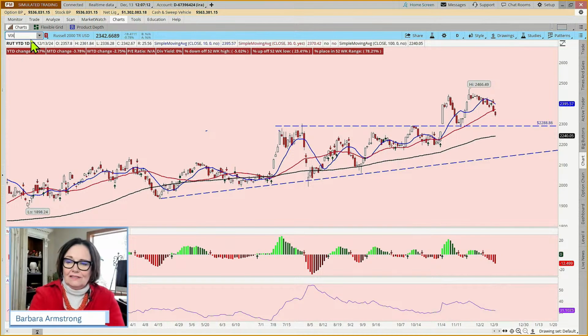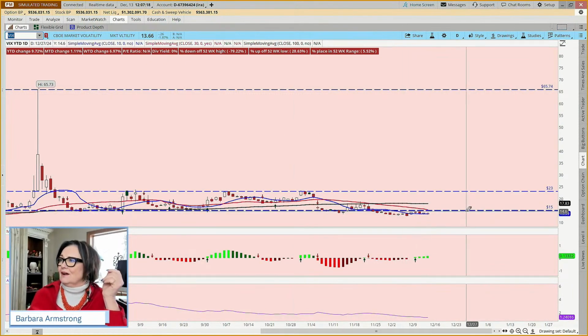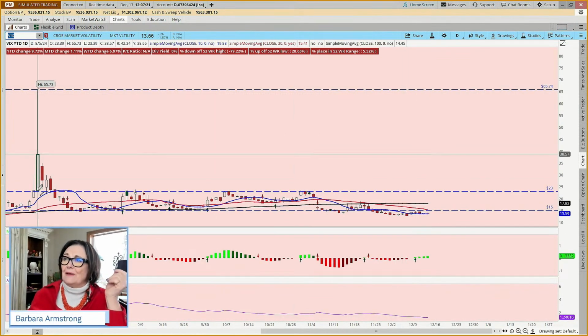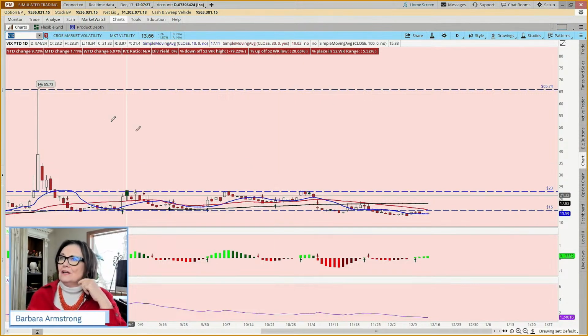And then if we look at our volatility index, it's at the low end of the range. It's under 15, and it hasn't spent much time there since the beginning of the summer. Okay, so there we go.